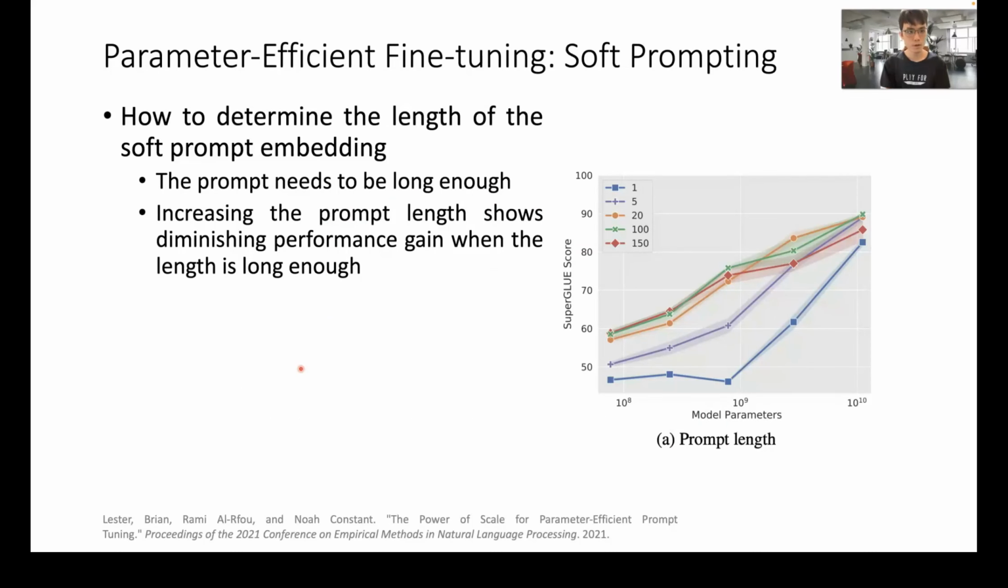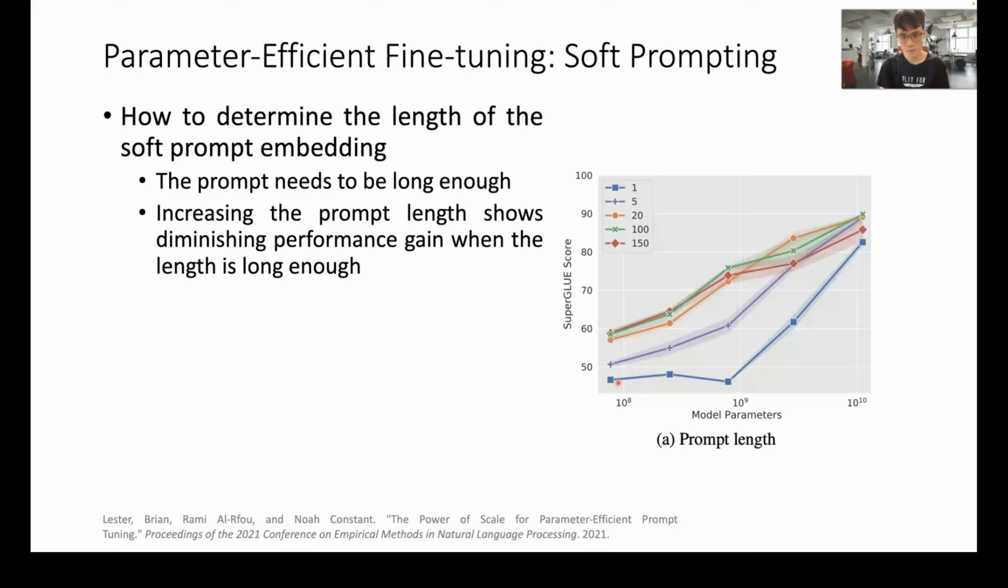We've got a question about how to determine the length of the soft prompt embedding and how to initialize the soft prompt embedding. So I show a figure here to illustrate how we select the prompt embedding length. The figure here shows different prompt embedding lengths and the performance on downstream tasks when the model size is different. The x-axis here is the size of the pre-trained T5 model. So when the model is small, then using only one soft prompt, which is the blue line here, will result in very bad SuperGLUE performance.